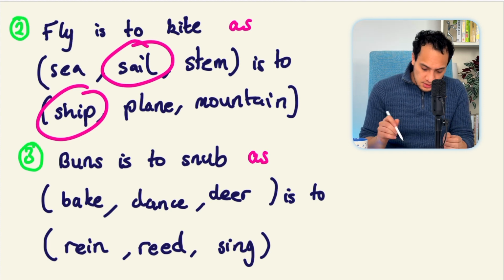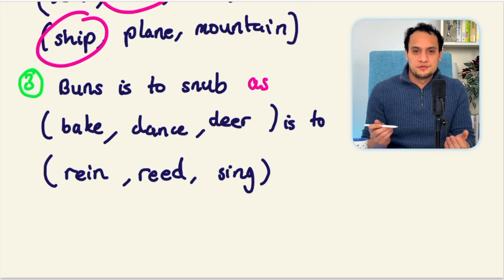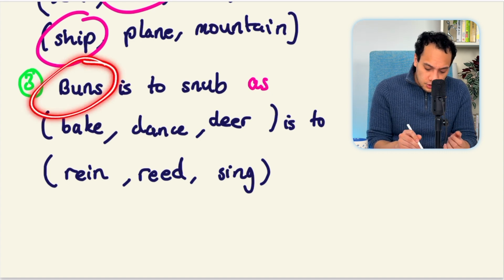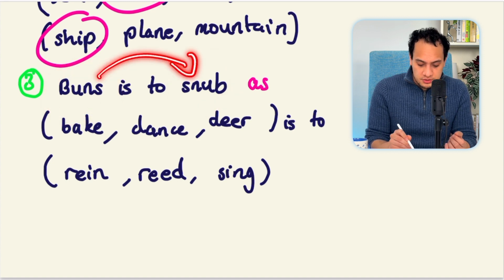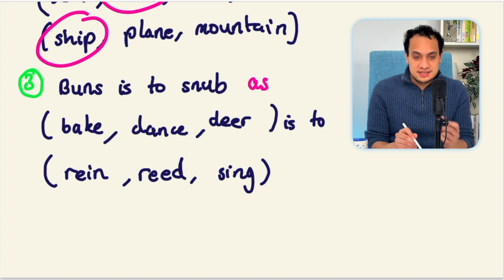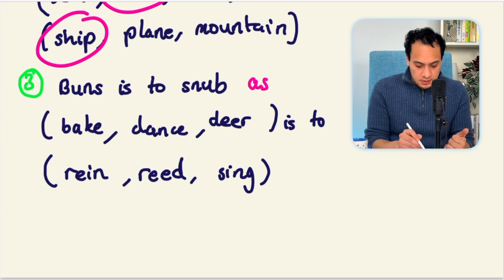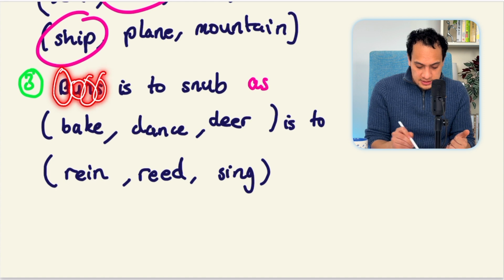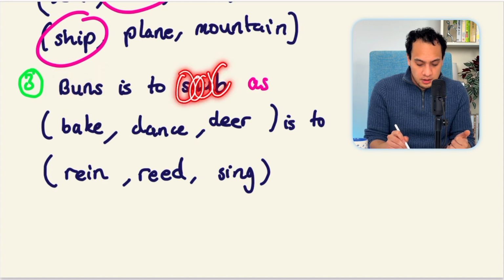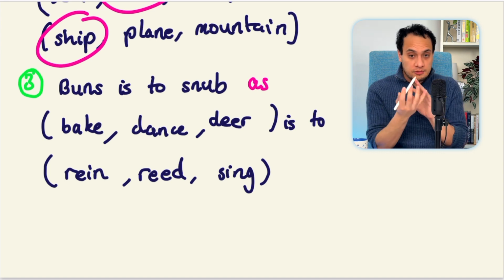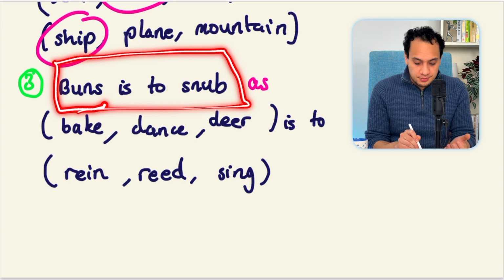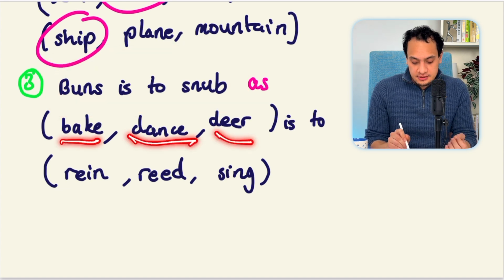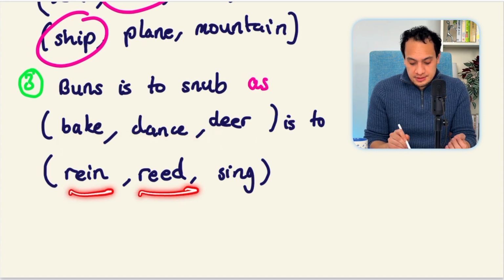Let's look at the next one. This is another form of analogy where the letters have actually been reversed. So you've got buns is to snub. Now you notice that the relationship between buns and snub is that the letters have been reversed. So you've got B-U-N-S and then you've got S-N-U-B. So they've been turned around. Because that's the relationship between these two, there's no other meaning-based relationship. We've got bake, dance, and deer. And they've got rain, read, and sing.